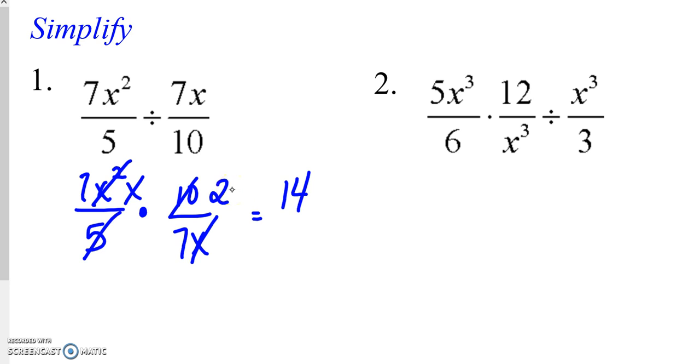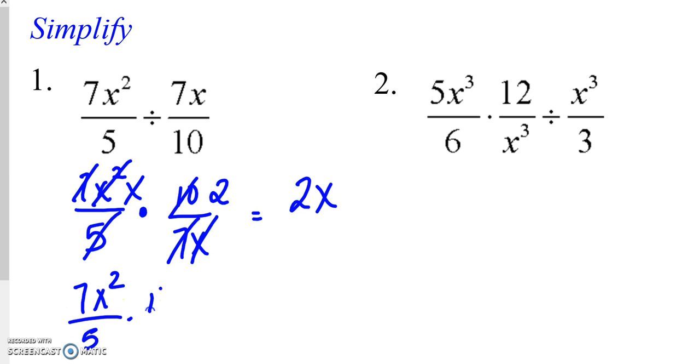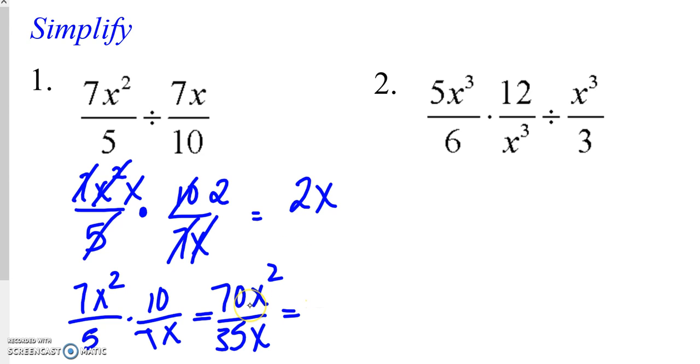Okay, I can even see that I have another 7. It does not matter if you cancel later or now. So I can see that there's a 7 there and a 7 there. So this entire thing just leaves me with 2x. If you happen to leave it, so you get 10 over 7x, and you multiplied across and got 70x squared over 35x, you could also simplify that, giving you 2x. So however you choose. Here, I'm going to leave the 5x here.